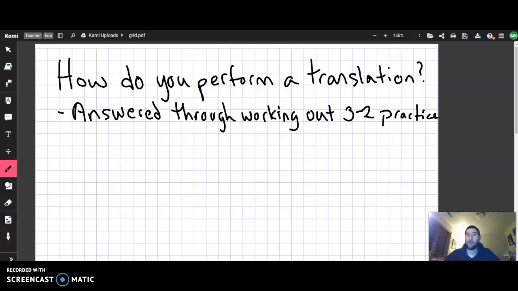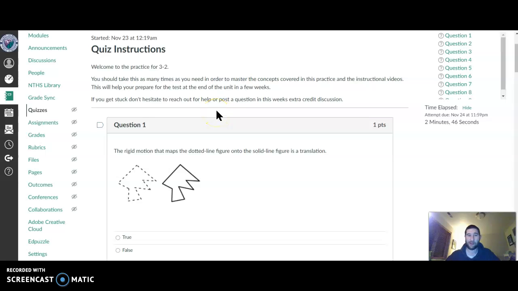But in case you weren't able to make it to that Google Meet or you have additional questions, today's notes explaining the content will actually be going through the practice itself and explaining how to work through the problems. So this is going to be its own answer sheet and notes all in one. And so what we're looking at is how do you perform a translation in geometry, and we're answering that through our 3-2 practice. So, ladies and gentlemen, let's go ahead and work through the practice.